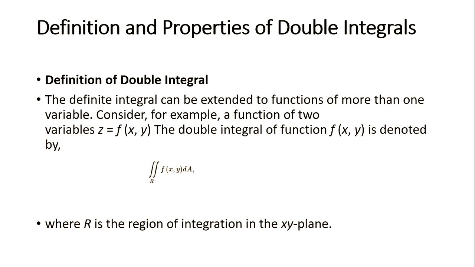We see the definition and properties of double integral. The definition says that the definite integral can be extended to functions of more than one variable. Consider, for example, a function of two variables, f of x comma y. The double integral of the function f of x comma y is denoted by the integral of f of x comma y dA, where R is the region of integration in the xy plane. So this is just a simple definition.